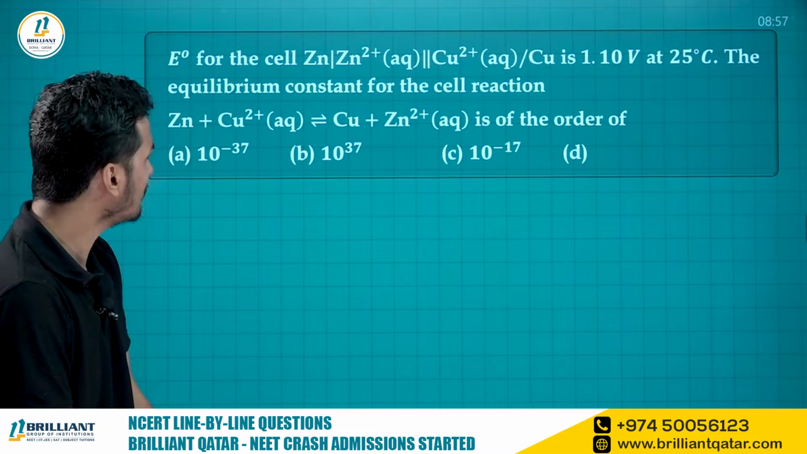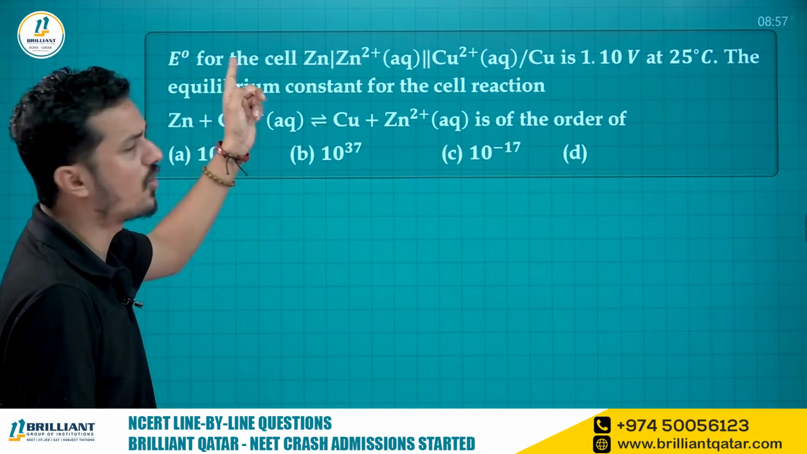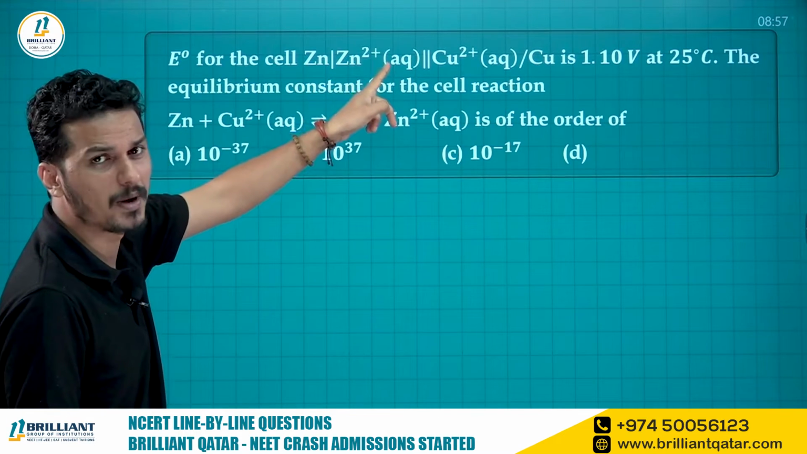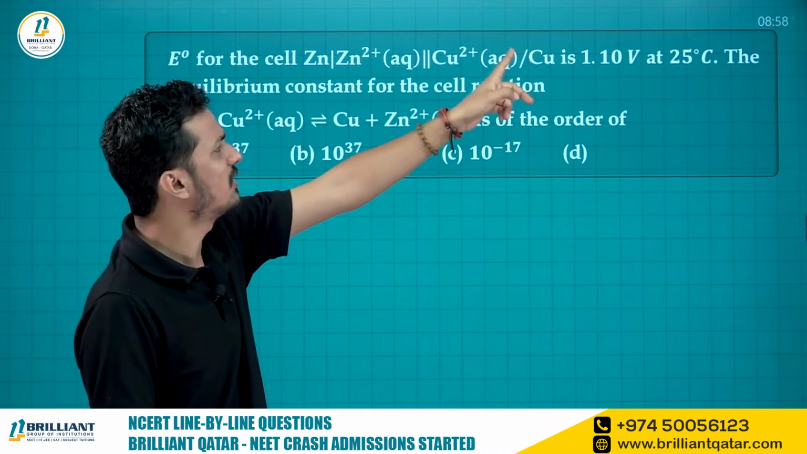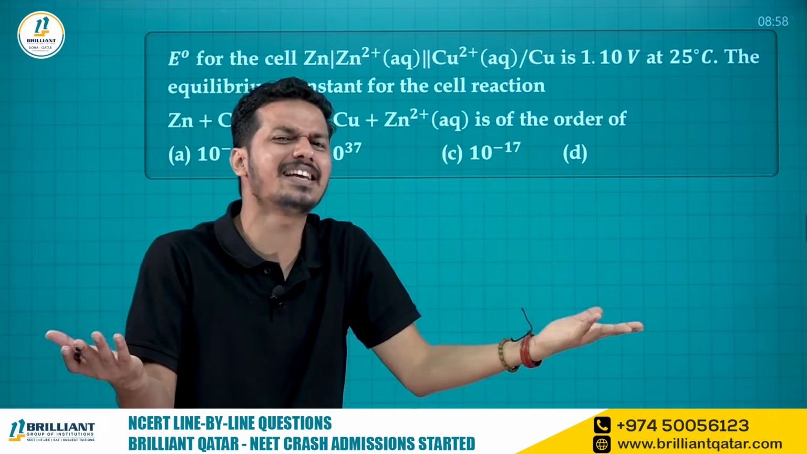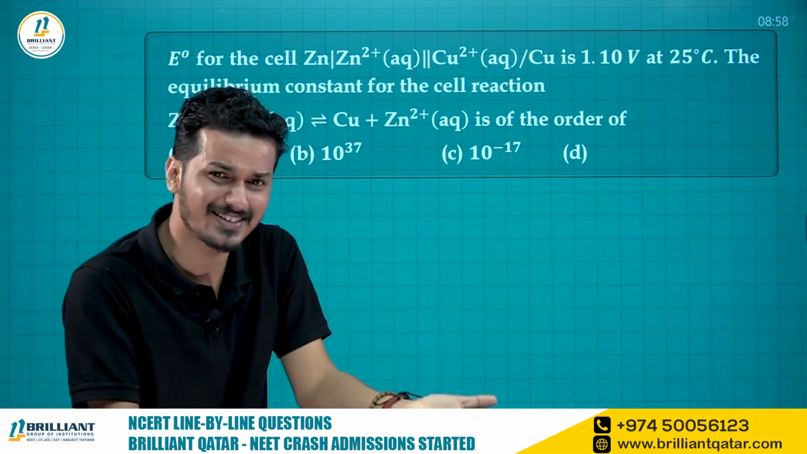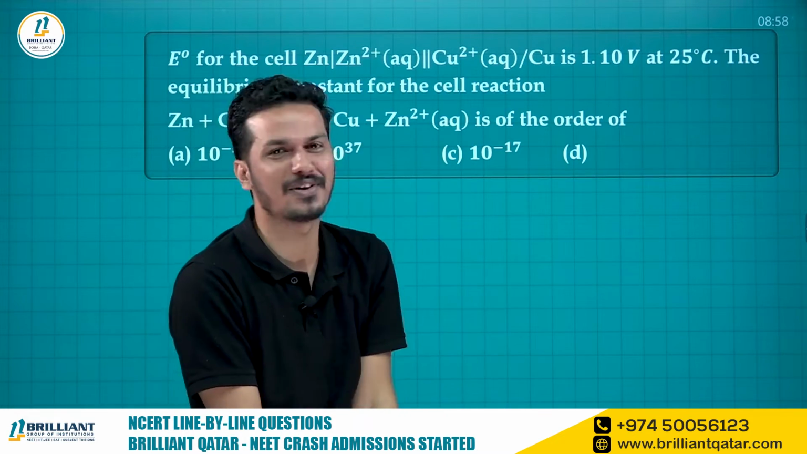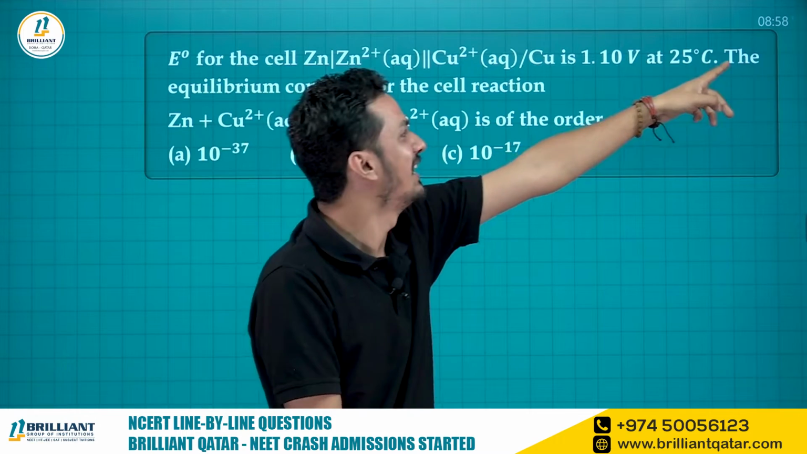This is the next question. What's the question? E0 for the cell: Zn | Zn2+ (aq) || Cu2+ (aq) | Cu is 1.1 volt. This is the Daniel cell, nothing more than the Daniel cell. I hope you guys know it. Correct? Yeah, I can see the flame. Okay, at 25 degrees Celsius.